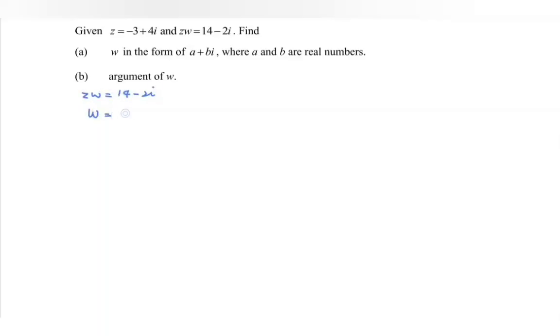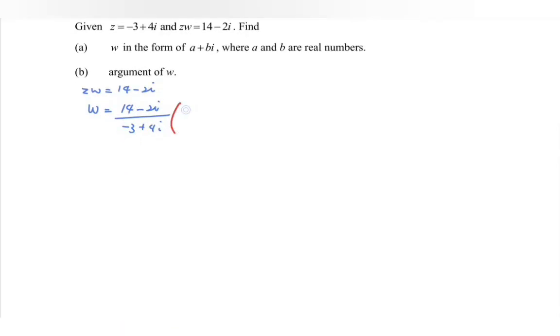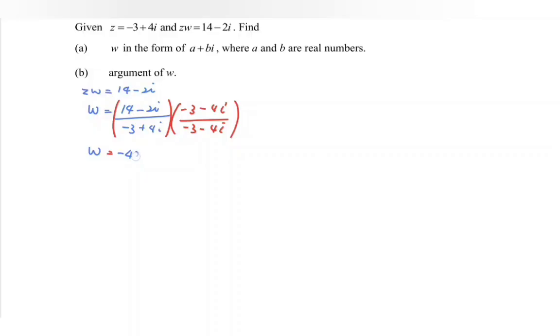So w will be equal to 14 minus 2i over negative 3 plus 4i. My suggestion will be to multiply by negative 3 minus 4i, which is the conjugate. After that, kindly expand the situation given. w is equal to 14 multiplied with negative 3, we have negative 42. Continue. 14 multiplied with negative 4, then we will have negative 56i. Then we have positive 6i, and after that we have negative 8 over.